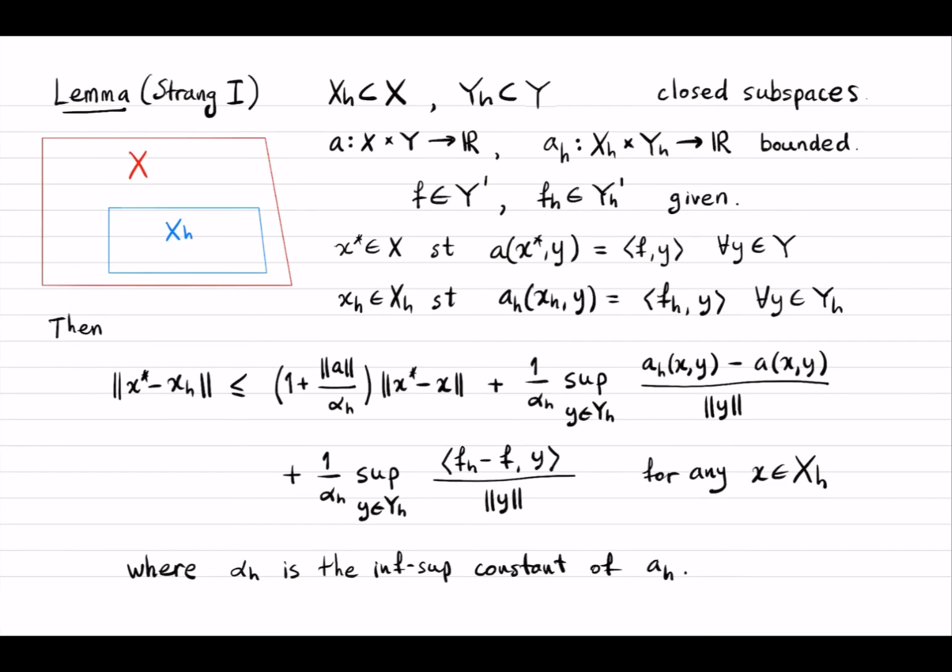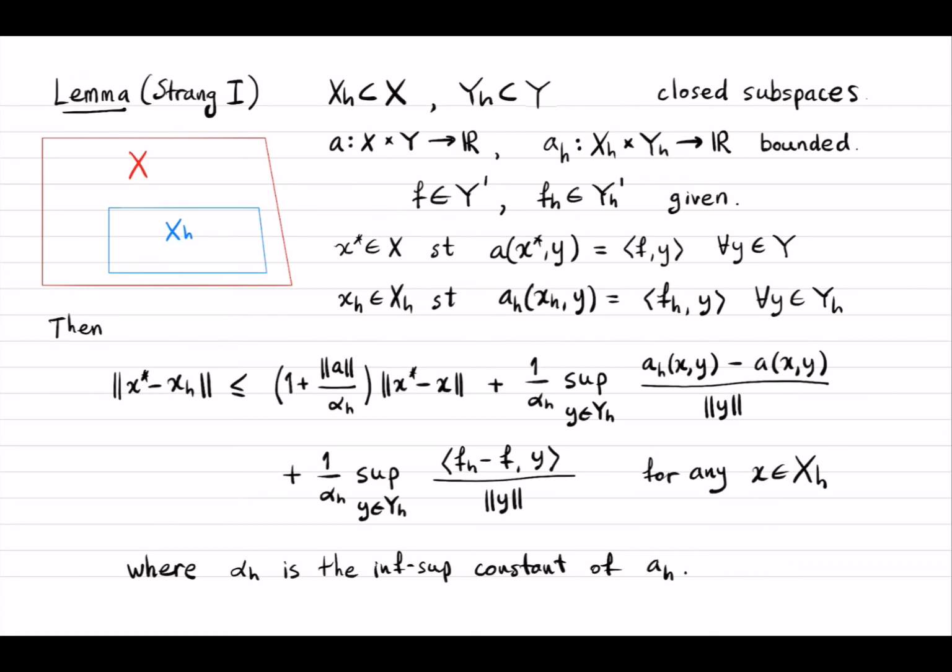Now that we have seen some important motivating examples of variational crimes, it is time to introduce the abstract framework. And this framework is usually expressed through two lemmas called Strang's two lemmas that are generalizations of the usual Céa's lemma for the Petrov-Galerkin method. So Strang's first lemma deals with situations like quadrature and isoparametric elements.